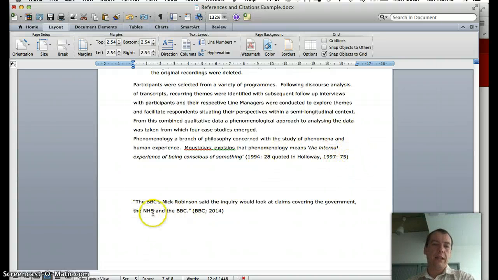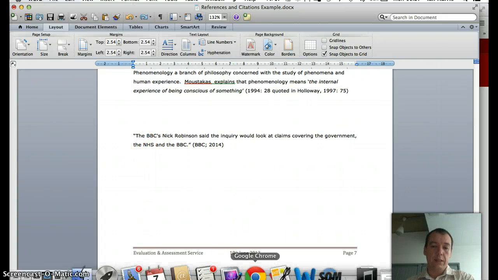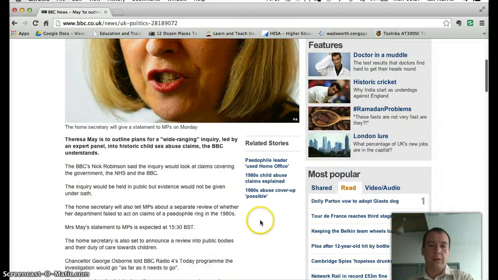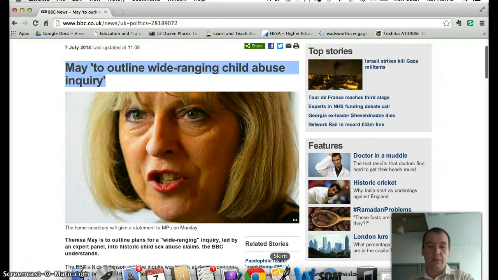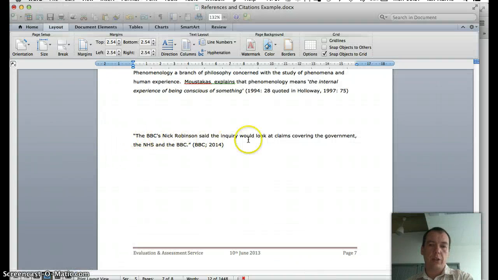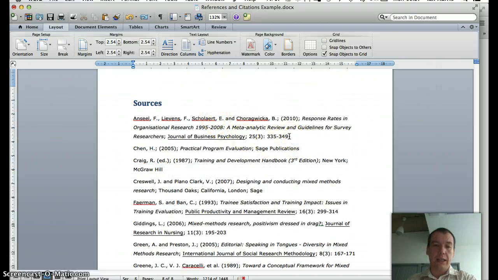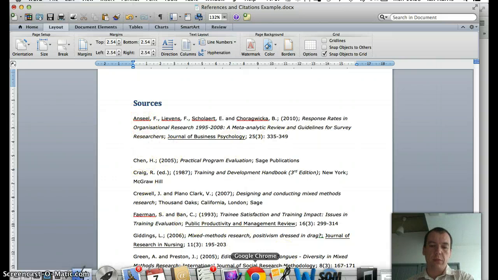Last thing to look at then, how do we handle virtual sources? So this here is a quotation from this article, okay? This was published by the BBC on the 7th of July 2014. So in my text, I've got the quotation there, and I've given a citation, BBC 2014. Now that clearly belongs in here. There's an unsealed chain, so B for BBC should come between.